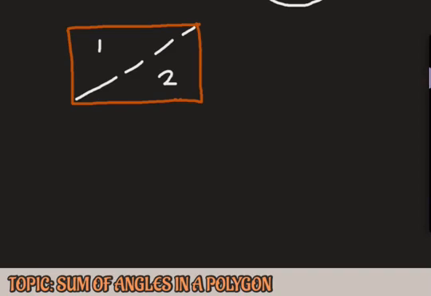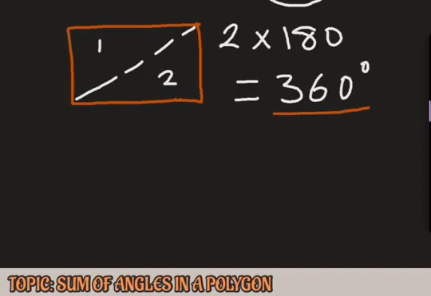So the sum of the interior angles of this quadrilateral is therefore two triangles multiplied by the total sum of the angles in a triangle, and that gives 360 degrees. Now, this is the reason why we are told that the sum of the interior angles of a quadrilateral always equals 360 degrees. We can do this for other polygons.